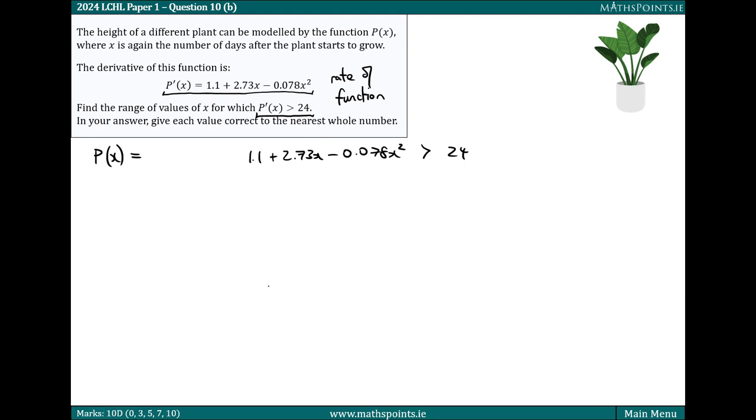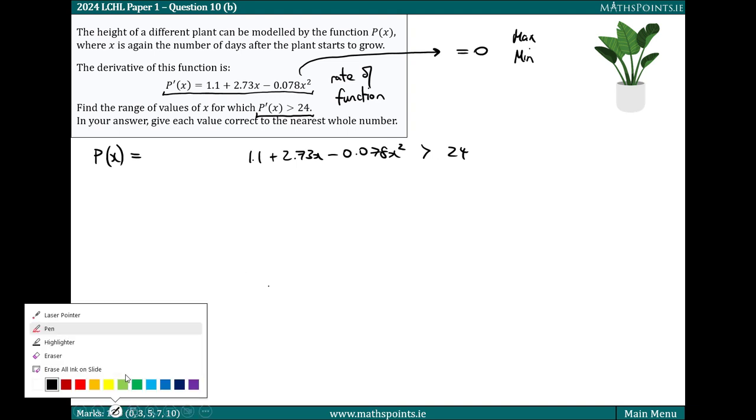Now, let me just pause for a second because I think what's important is when we have this rate of change, if I had let this equal 0 instead of 24, and instead of saying that it's greater than 24, that would help me find the max and min. I do the minus b formula and it would find the max and min for me. They don't ask me to do that. They're just asking, where is the rate of change bigger than 24? So let's do the maths on it.